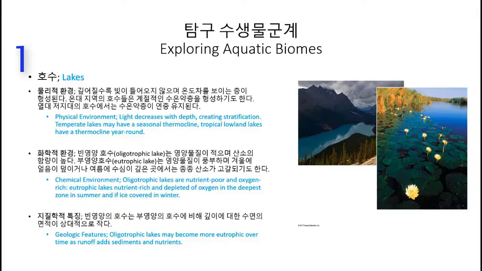Chemical environment. Oligotrophic lakes tend to be nutrient poor and generally oxygen rich. Eutrophic lakes are nutrient rich and often depleted of oxygen in the deepest zone in summer and if covered with ice in winter. Geologic features. Oligotrophic lakes tend to have less surface area relative to their depth than eutrophic lakes.